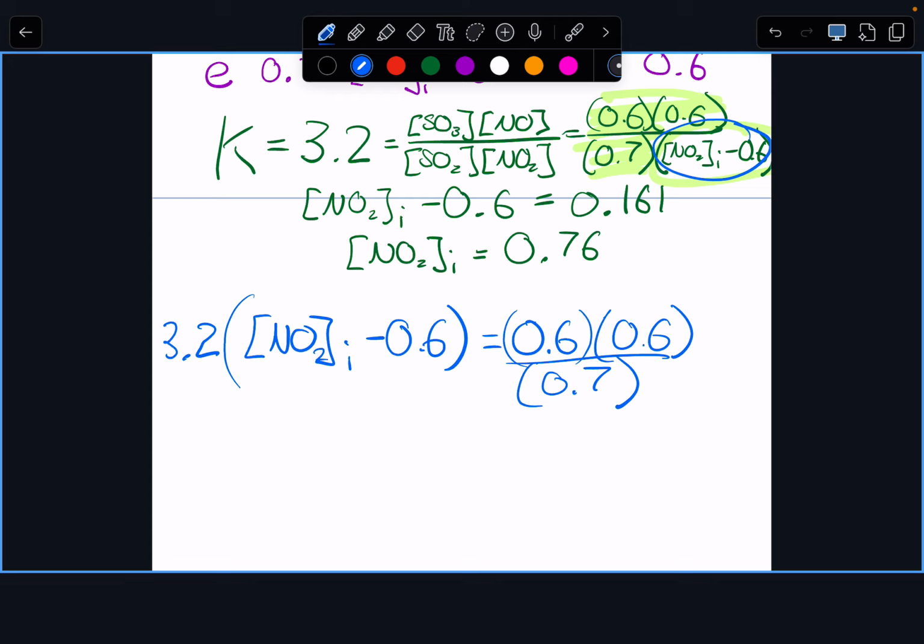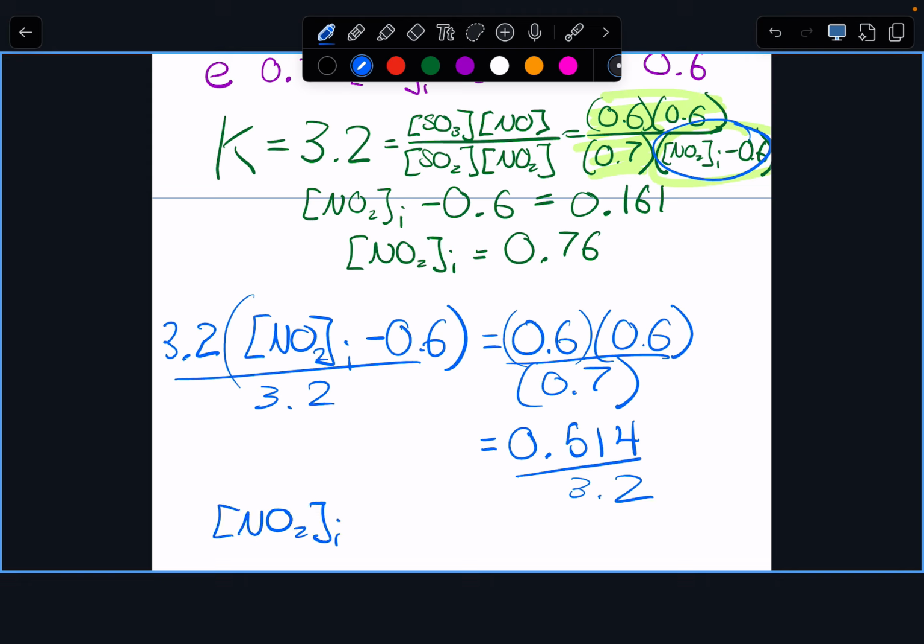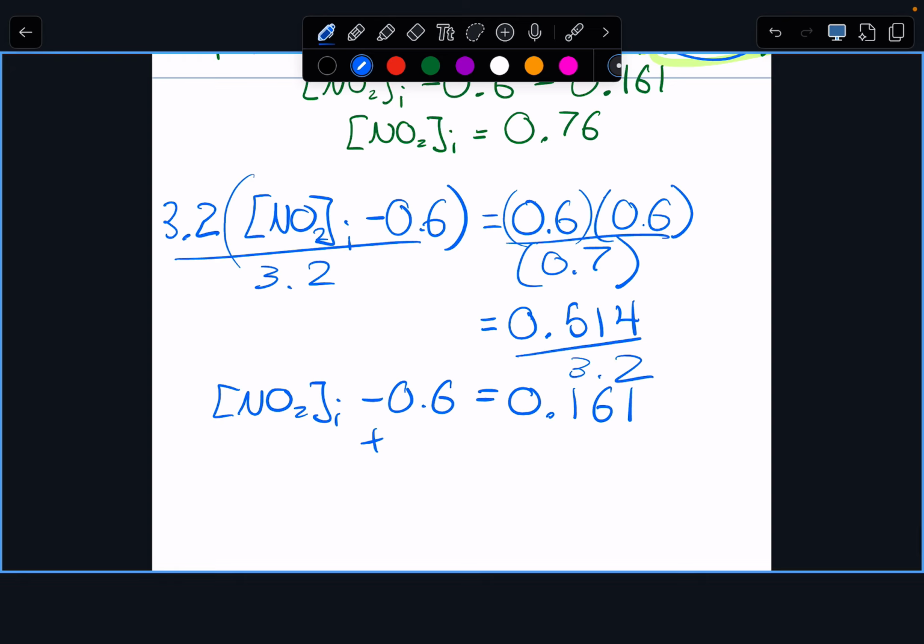Okay. 0.6 times 0.6 divided by 0.7. So this whole set of numbers is 0.514. So now it's much easier, instead of me distributing, because then I'm eventually going to have to isolate the variable again, and really it's almost already isolated by itself. So really all I want to do is divide both sides by 3.2. So then I get NO2 initial minus 0.6 equals 0.161. And then I can just add 0.6.